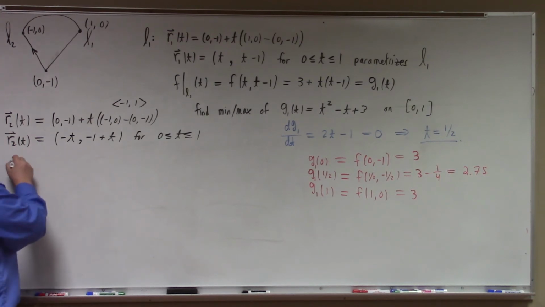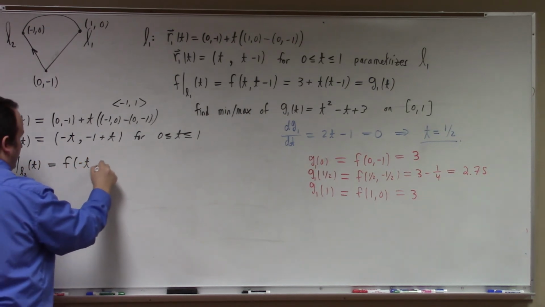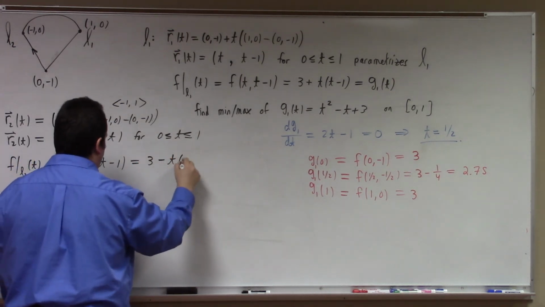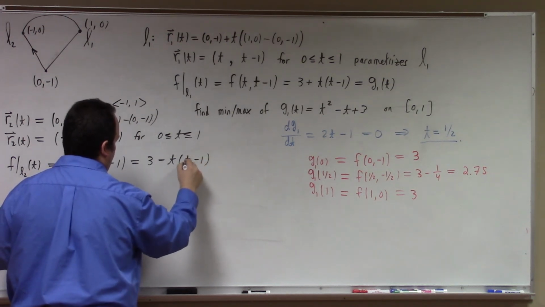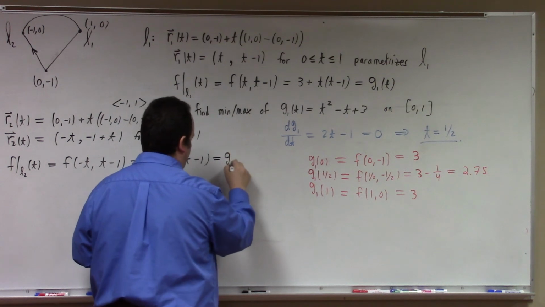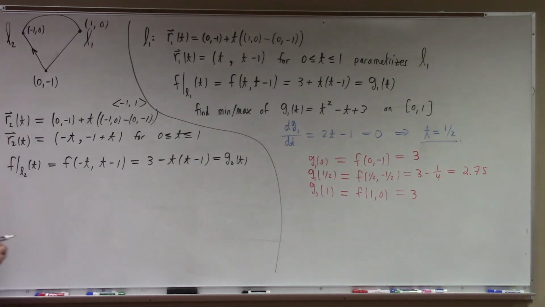And then we have to look at f restricted to L2, which we can look at as a function of time. That's going to be f of minus t comma t minus 1, which, by the way, is 3 minus t times t minus 1, since x is equal to minus t and y is equal to t minus 1. So that is my G2, if you will. And we face yet another closed interval test.